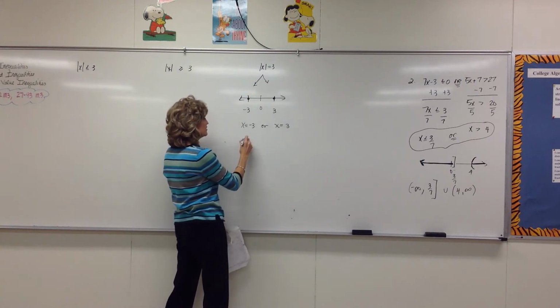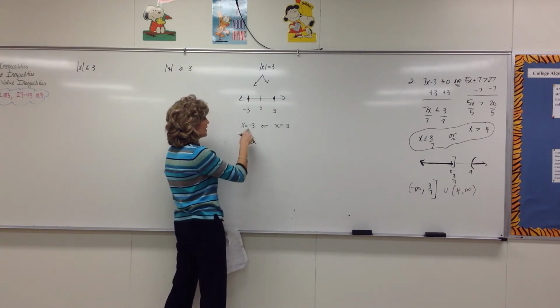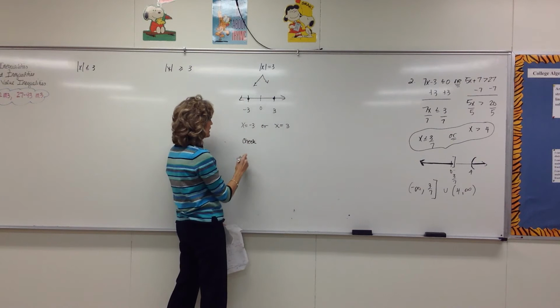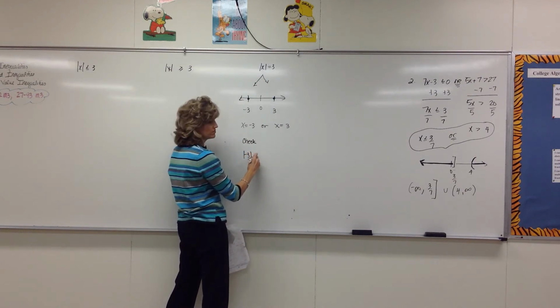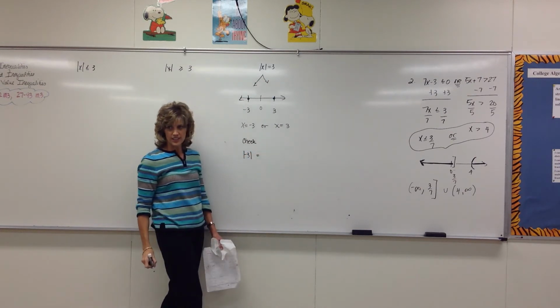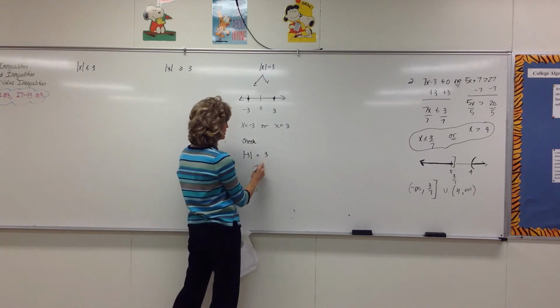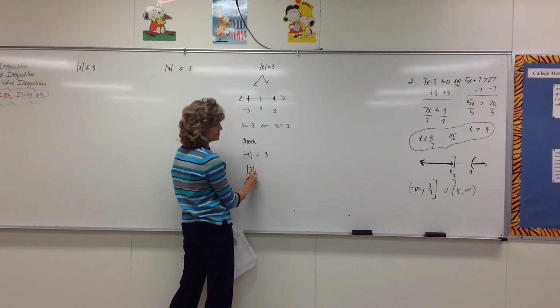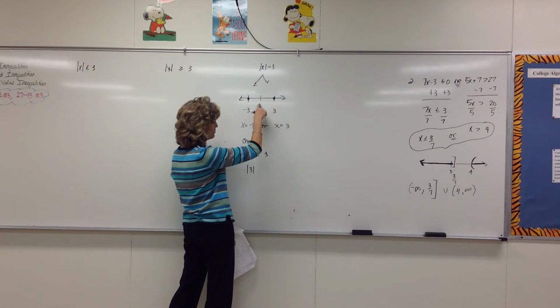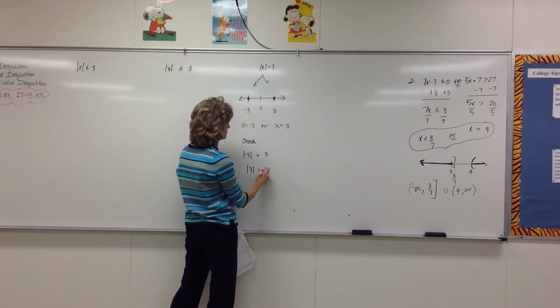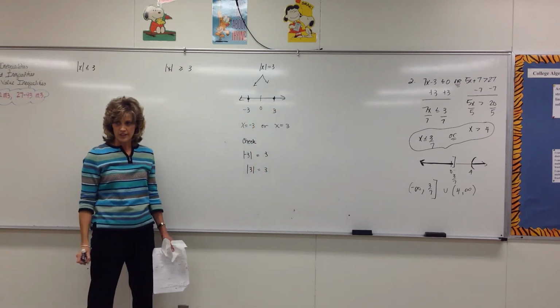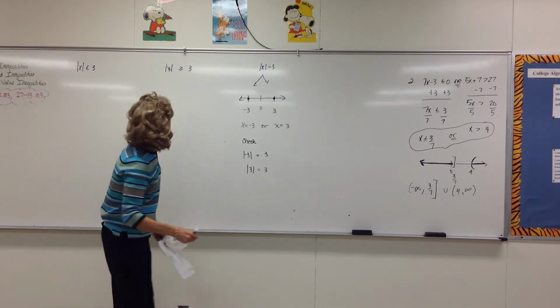If you check it, let's see. If I plug in negative 3 where I see an x, absolute value of negative 3, that's saying how far is negative 3 away from 0? 3. Absolute value of positive 3, how far away is positive 3 from 0? 3. Are you okay?